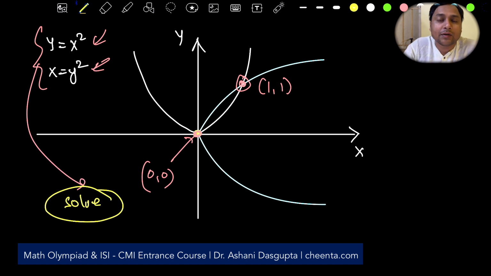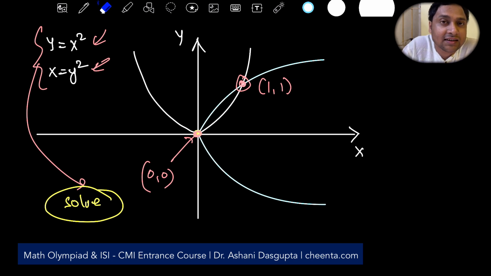So, I'll give you a challenge problem. Can you algebraically solve these two equations and show me the working in the comment section and tell me what is the value of x and what is the value of y that satisfies both the equations. So give it a try and let me know in the comment section. I hope you like this problem.